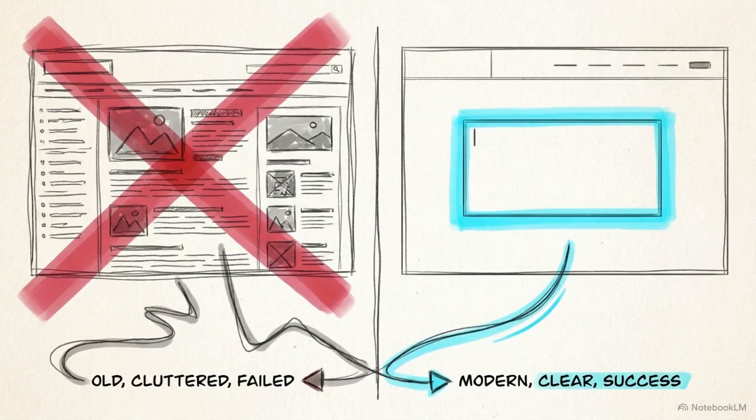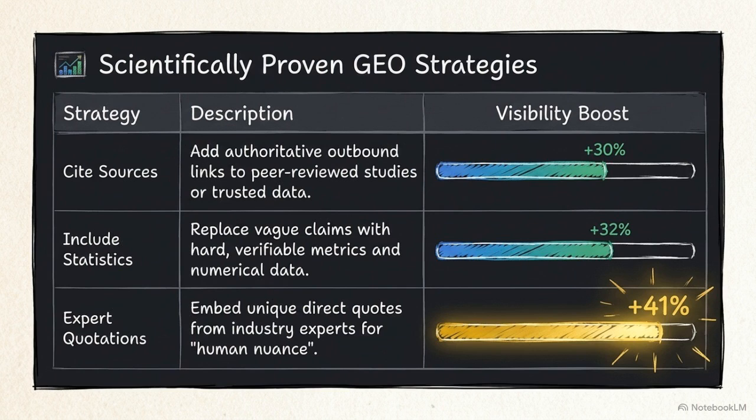The study revealed traditional search tactics, like high keyword density, actively fail in a generative environment. This data table tracks the optimization strategies that actually work. First, adding authoritative outbound links, citing peer-reviewed studies or trusted external data, results in a 30% visibility boost. Second, replacing vague claims with hard, verifiable statistics yields a 32% increase in citation likelihood. The most effective variable is the inclusion of direct quotations from industry experts, which increases visibility by 41%.